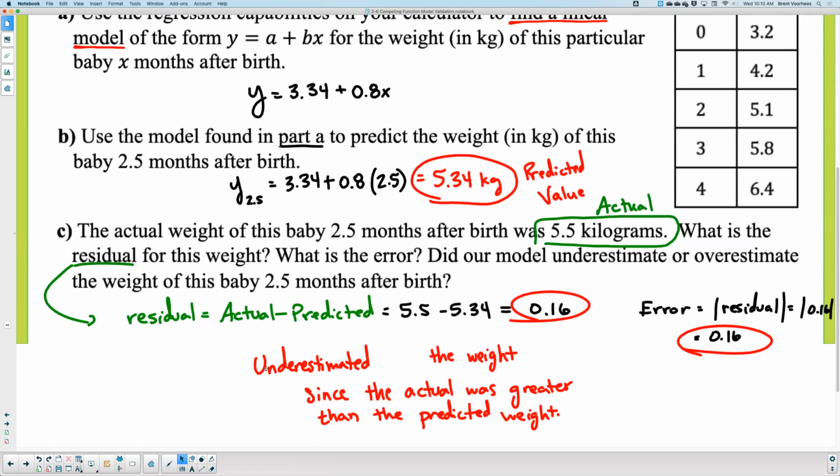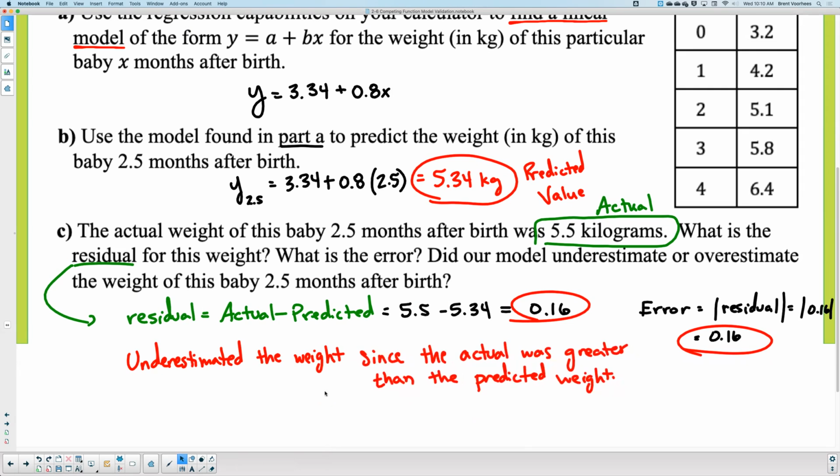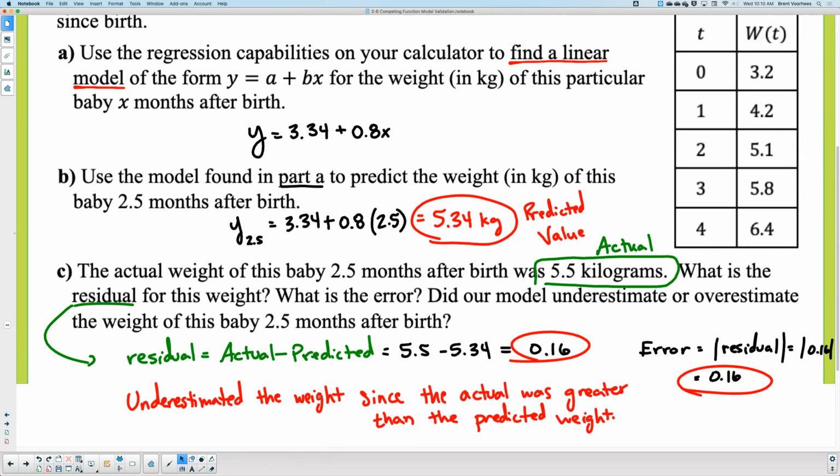Questions on that? Like that so you can see more of it. Okay.